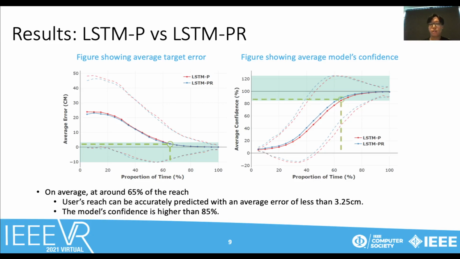We also discovered that the model's confidence of its prediction on average is higher than 85% around this time. This can be used as the predetermined threshold as to when we decide that the prediction is considered accurate enough.